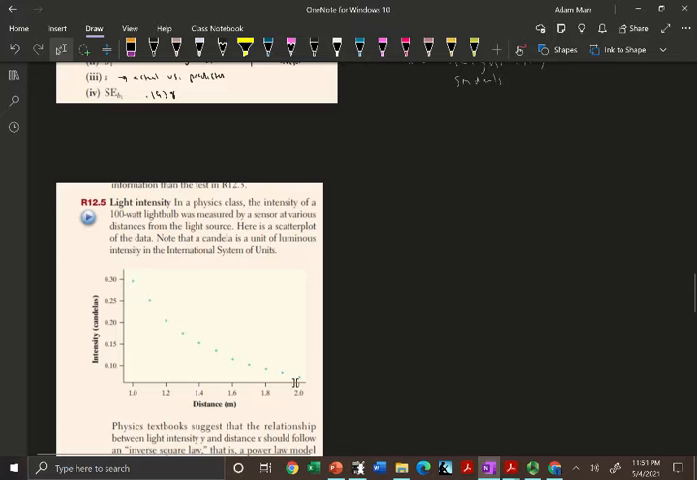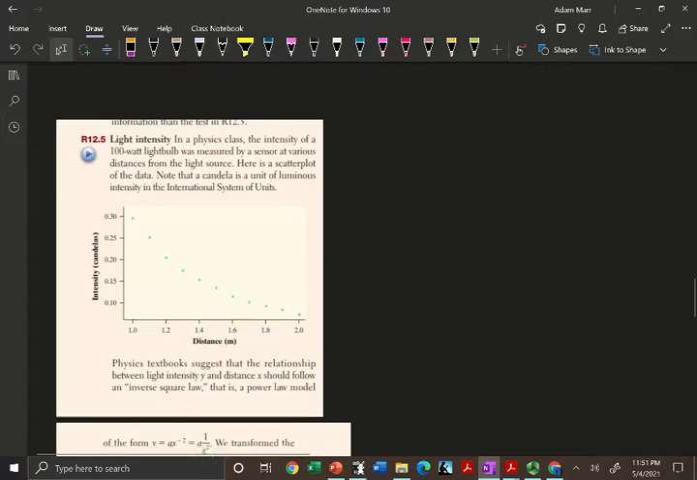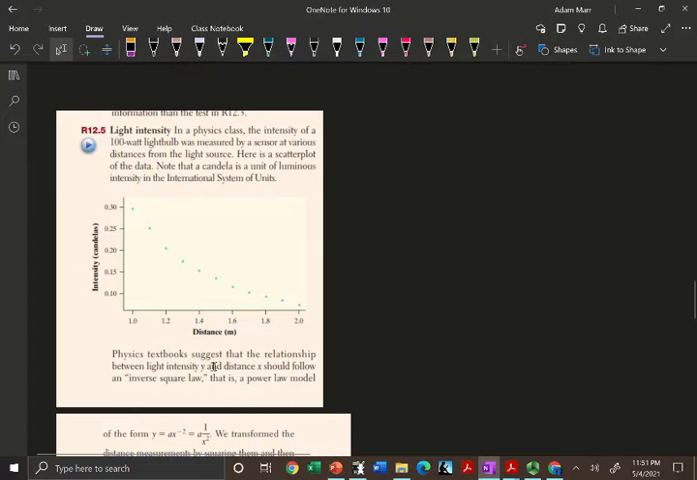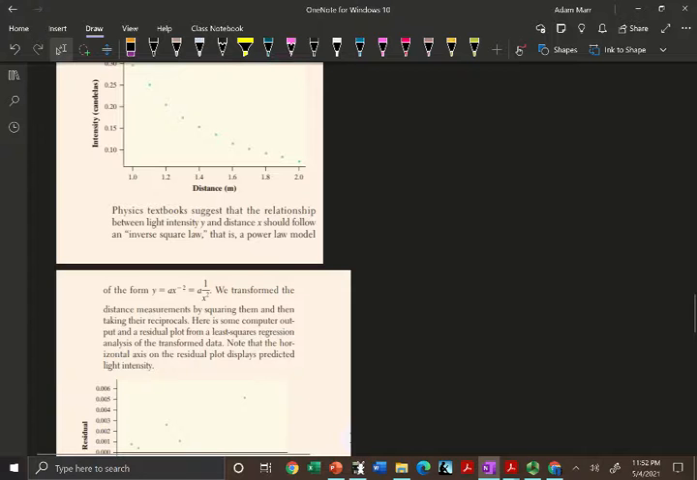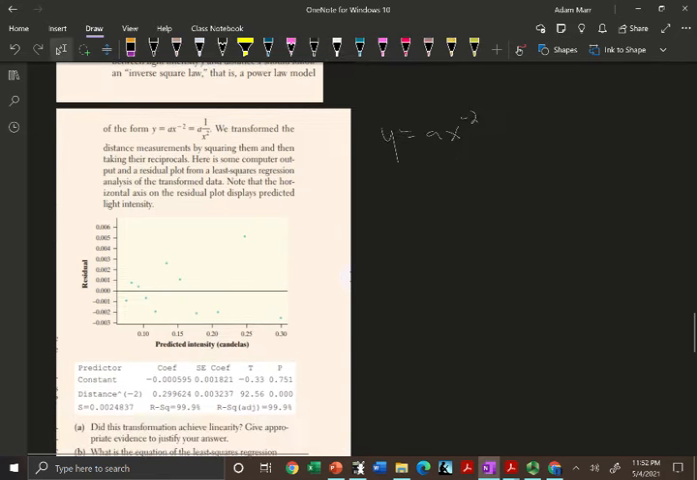Now right here, this is not linear, it's a curved pattern, right? Physics textbooks suggest the relationship between light intensity y and distance x should follow an inverse square law. That is a power law model of the form y equals a x to the negative second. Okay, we transform the distance measurements by squaring them and then take the reciprocals. Here's some computer output and a residual plot from a least square regression analysis of the transformed data. Note the horizontal axis of the residual plot displays predicted light intensity. Okay, no problem.